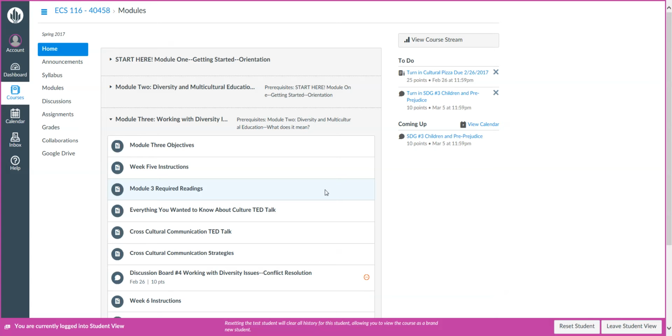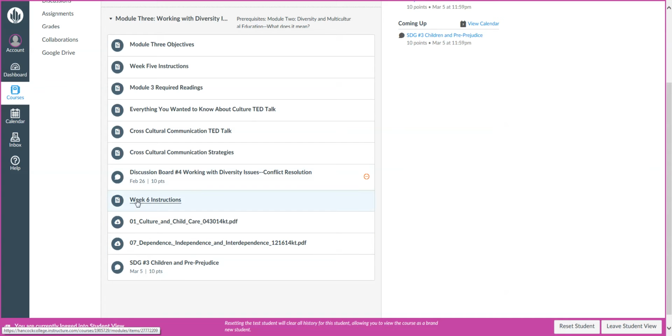We are on the second week of Module 3, so I'm going to go ahead and give you instructions of what we have going on this week. So if we get into the module, we're going to start down here on week 6. By now you should have completed all of the week 5 instructions by midnight last night. So that takes us through to discussion board number 4.